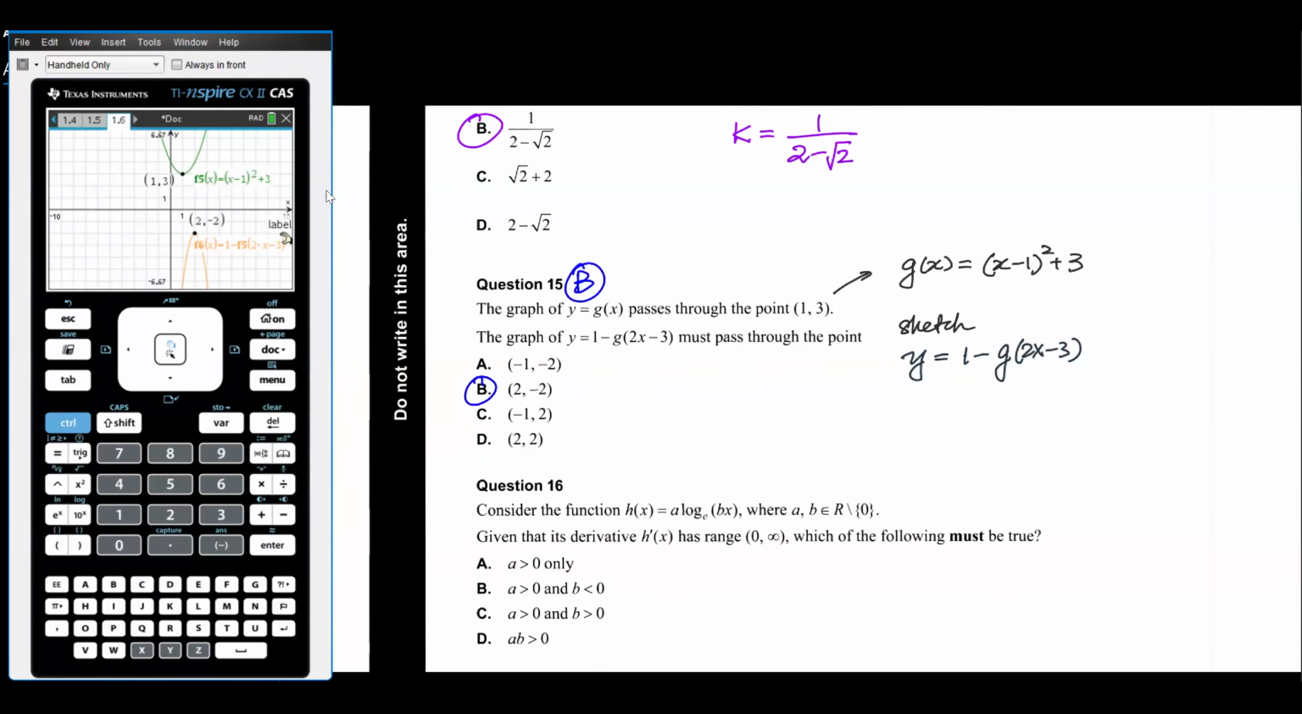Alternatively, you might want to identify a few, let's say, transformations like a dilation factor of, let's say, half from the y-axis, then translation by 3 over 2 units to the right, then reflection, and then translation by 1 unit up, etc.